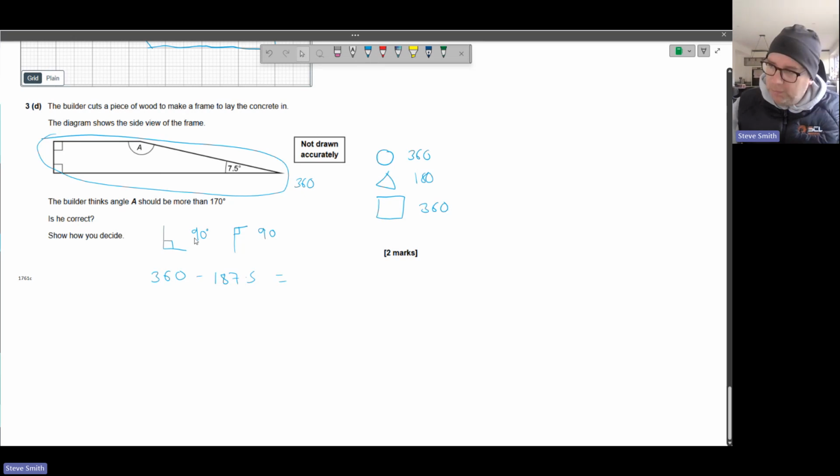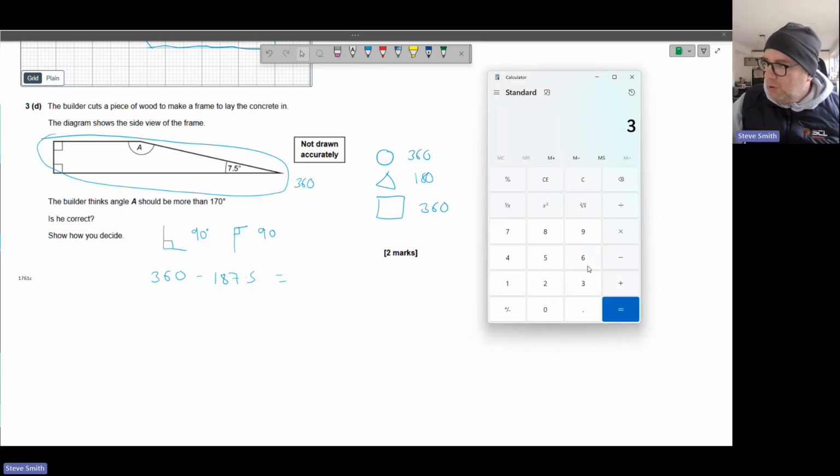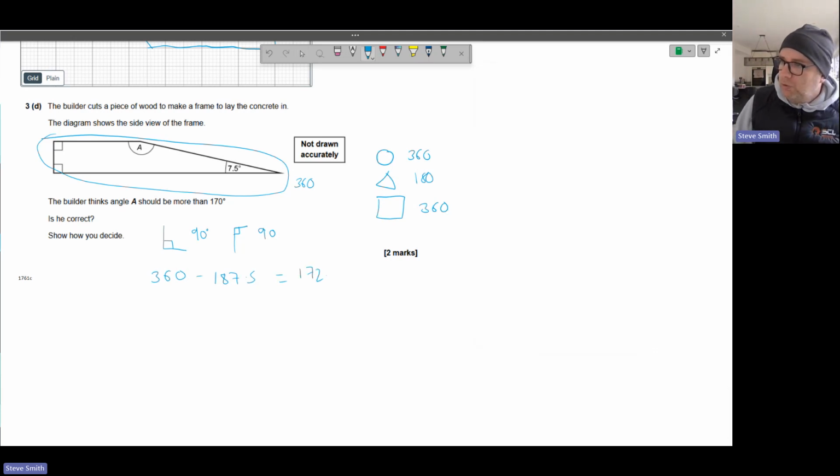It's a calculator paper. And again, I'm not being lazy. I'm just wanting to make sure I'm accurate first time. 360 minus 187.5 equals 172.5. 172.5. The builder thinks angle A should be more than 170. Absolutely is. Is he correct for the second mark? Yes, correct.